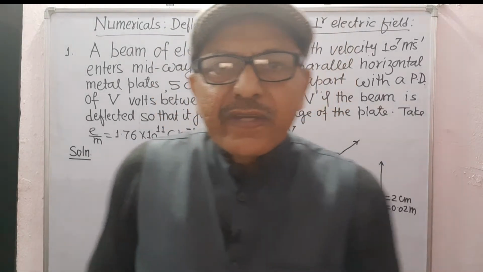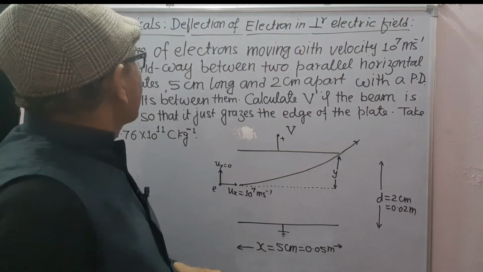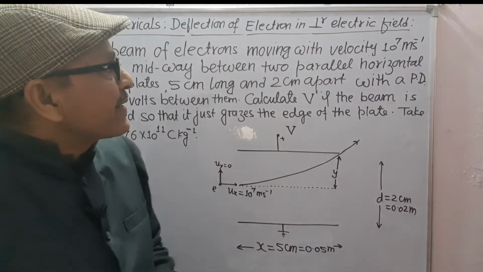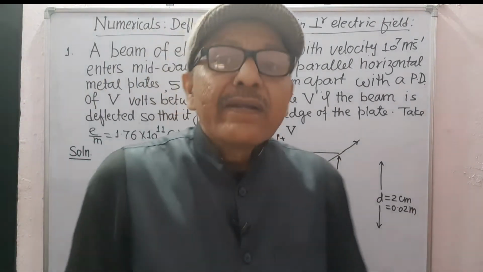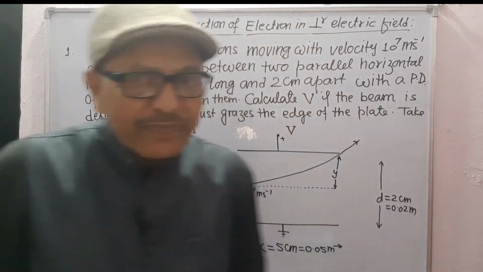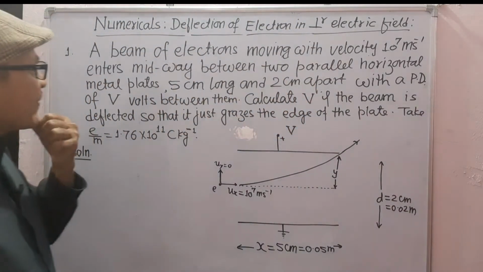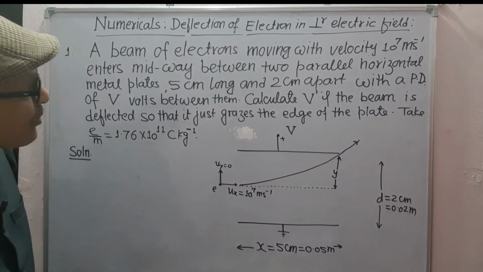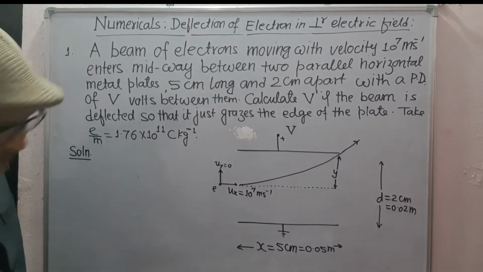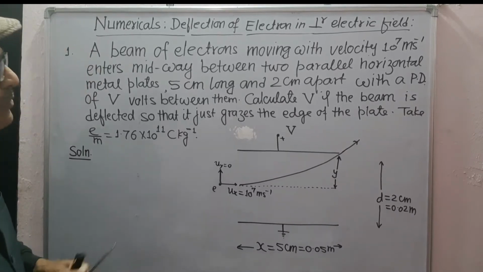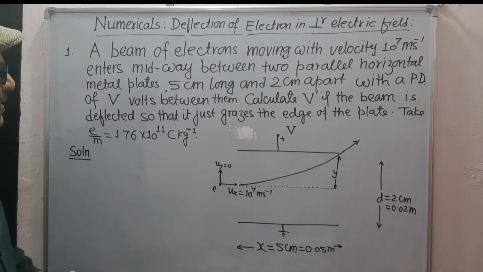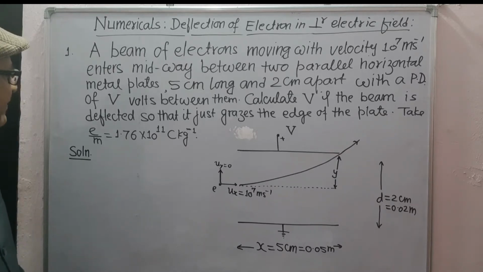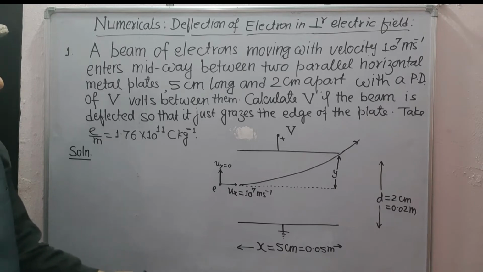Hello dear students, today we are going to solve some numerical problems related to the deflection of an electron in a perpendicular uniform electric field. First numerical problem: a beam of electrons moving with velocity 10 to the power 7 meter per second enters midway between two parallel horizontal metal plates 5 cm long and 2 cm apart with a potential difference of V volts between them.